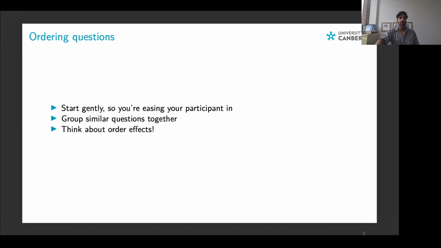Excellent. So when you're ordering questions, you want to start gently so that you're easing your participant in. You don't want to make it too difficult at the start, or else they're unlikely to complete it. Group similar questions together so that they have a theme, and think about ordering effects.